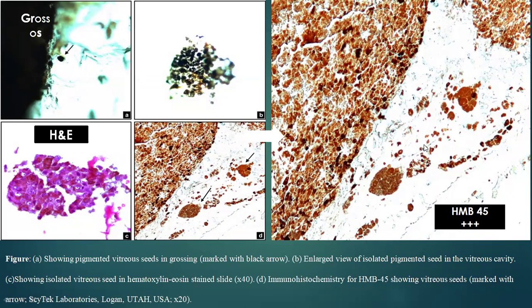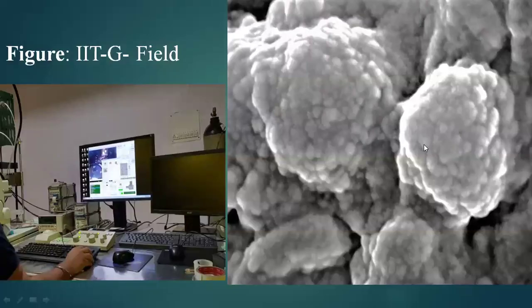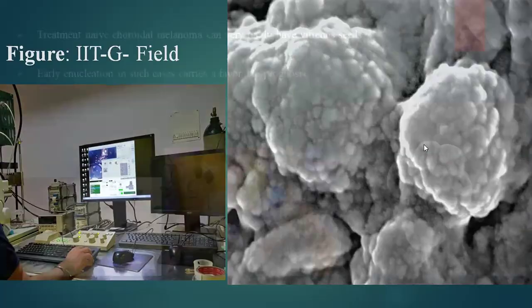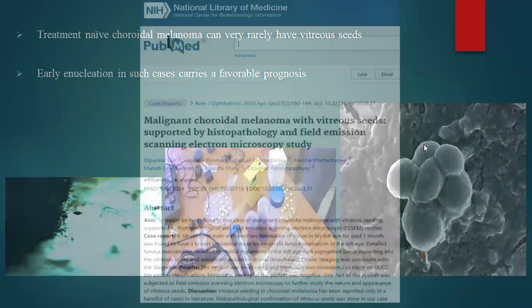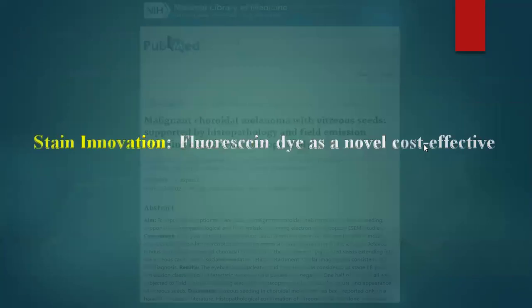So usefulness of this, because what is important both for retinoblastoma and choroidal melanoma, before processing and after processing, there is a lot of difference in the seedings, because most of the seeding get washed away by the processing, and maybe we are underreporting in H and E section slides. This is the scanning electron microscopy showing a melanoma seeding in our case. So this is a naive choroidal melanoma having a seeding, and we have documented and published in a peer-reviewed journal.